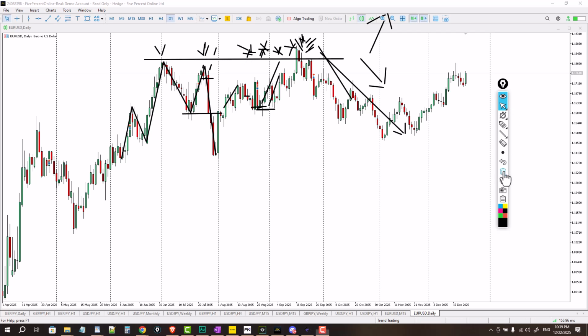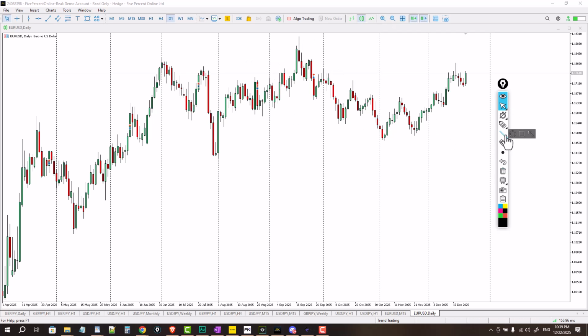When I take off my drawings here, you can see that this area served kind of like resistance. And so most traders would have shorted, after price was finding it difficult to break above this area. But then let's say huge smart money wanted to get involved in this particular trade.